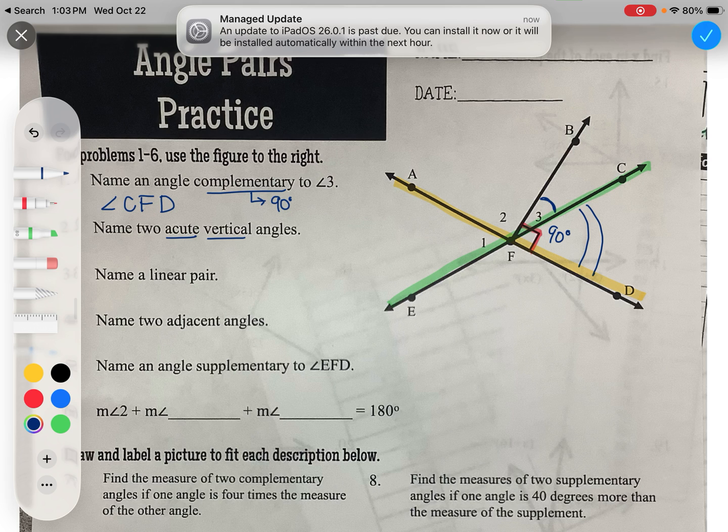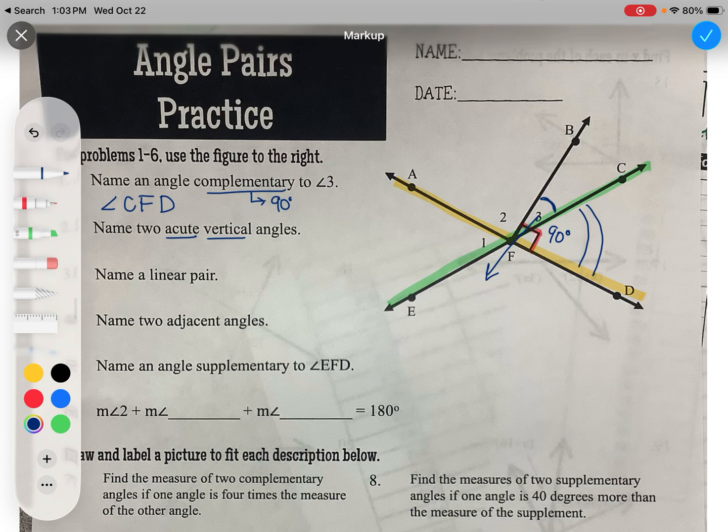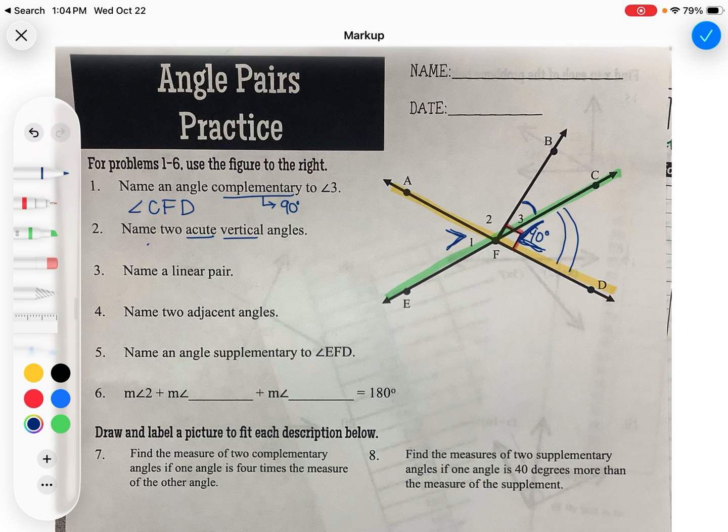Well, there's nothing across from 3, right? Because there's no line. But the yellow and green form this angle and yellow and green form this angle. And they're acute, right? They're visibly less than 90 degrees. So you will say angle 1 and angle CFD. So it's this angle and that angle.